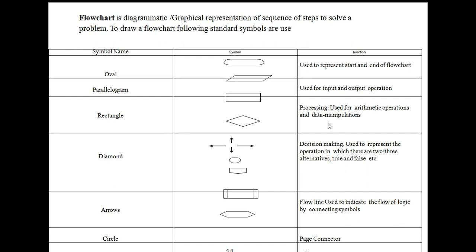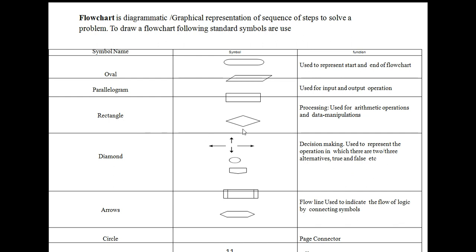And the rectangle symbol is used for processing, for arithmetic operations and data manipulation. The processing steps will be represented in the rectangle. In the rectangle you should write the steps that are being taken in solving the problem. Processing steps, that is, arithmetic operations and data manipulation, should be written in the rectangle. And the diamond symbol is used for decision making, to represent operations in which there are two or three alternatives, true and false.